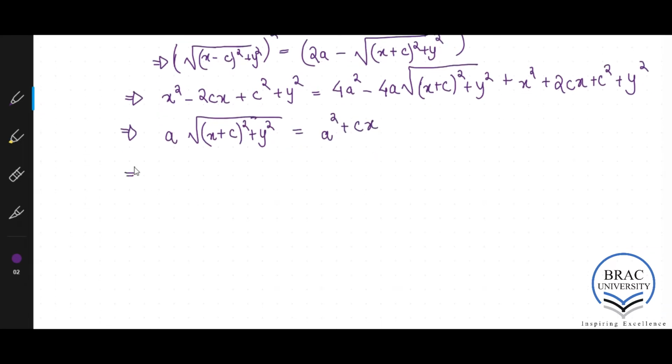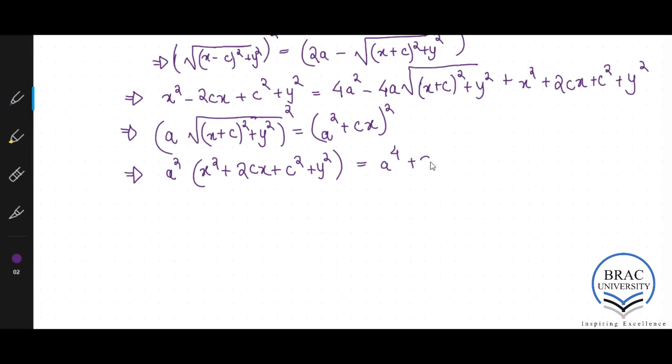And now since there's a square root, we would simplify again. So we simplify by again squaring both sides, and so you would be getting something like this: a squared multiplied by x squared plus 2cx plus c squared plus y squared is equal to a to the power 4 plus 2a squared cx plus c squared x squared. I'm going to again leave the details to you to solve through. And finally, if you rearrange this equation, you will come across this.